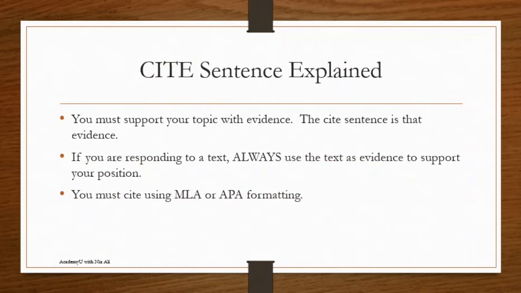With the cite sentence, you must support your topic with evidence. It's not enough just to give me your position or your claim. You have to support it with evidence. If you're responding to a text, again, you will always use the text as evidence to support your position. And don't forget to include that MLA citation.